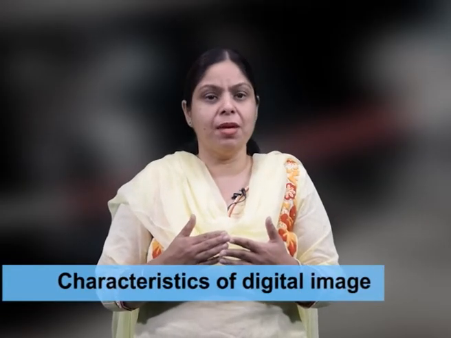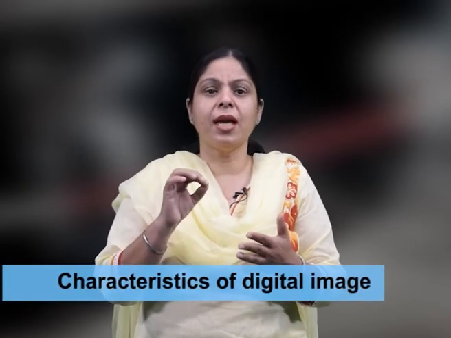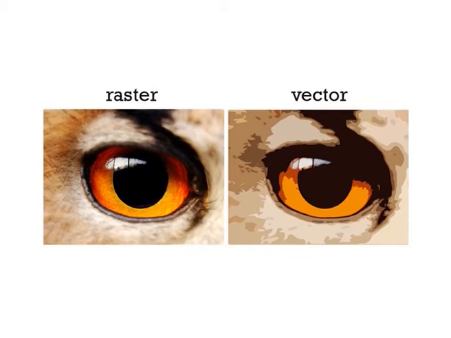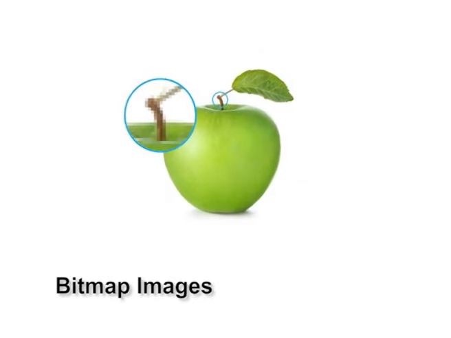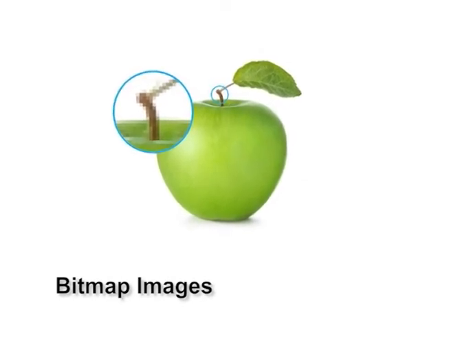Characteristics of digital image. A digital image is an exemplification of a two-dimensional image using binary numbers, that is either 0 or 1. Depending on image resolution, it is fixed or not. It may be of vector or raster type. The word digital image generally refers to raster images, also called bitmap images.